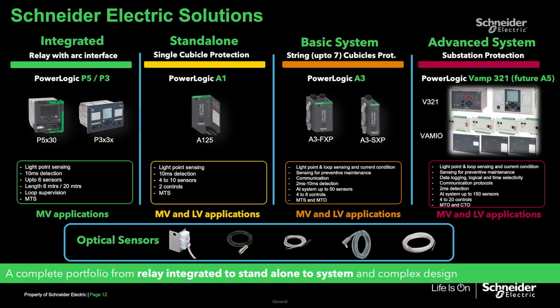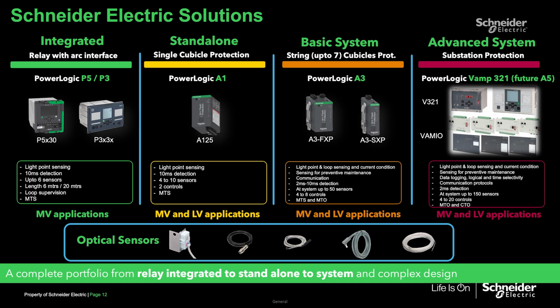When we are talking about a standalone device, per vertical, one device, 3 sensors or 4 sensors, job is done. Basic system, if you have up to 7 verticals, you can use this combination of A3 devices, master and slave, multiple sensors. It can go up to 50 sensors. Again, job is done.